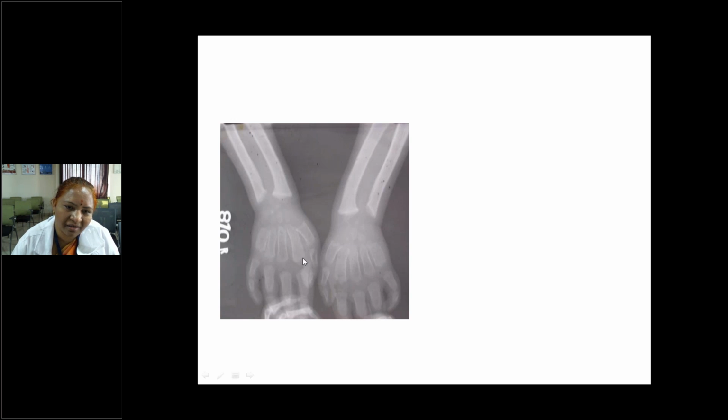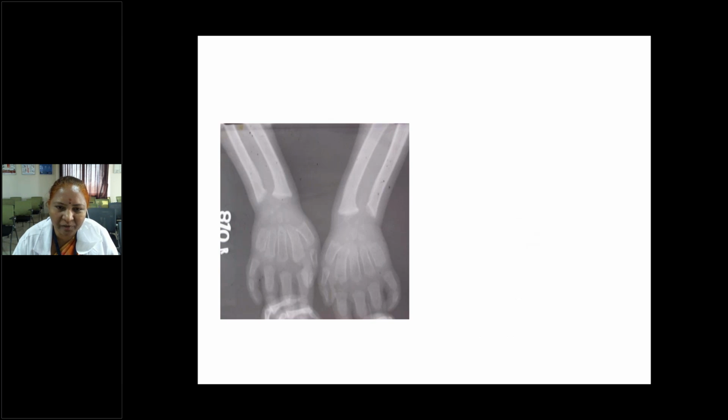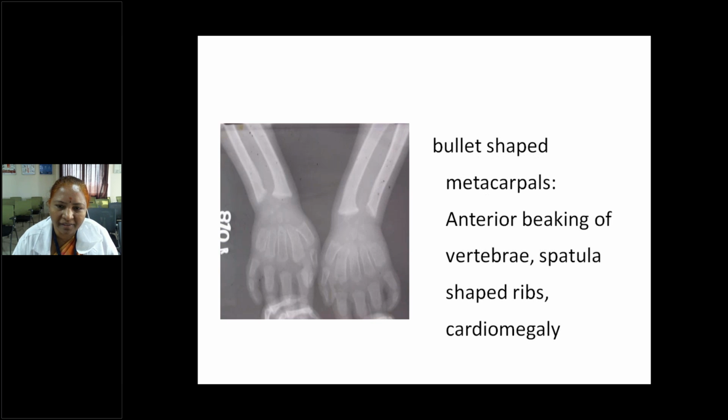So can anybody comment on this X-ray? Wrist, hands and forearm. What is the shape of the metacarpals? Rectangular, like box shaped? Bullet shape. They look like bullets here. Bullet-shaped metacarpals. And other features usually suggest what diagnosis? MPS. What do you mean by MPS? Mucopolysaccharidosis.